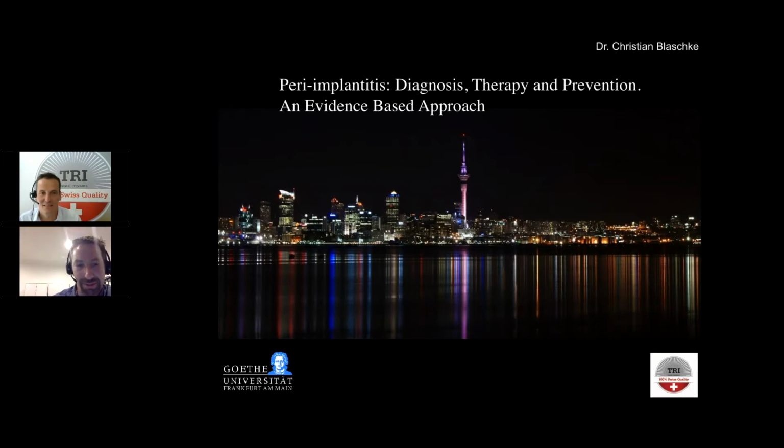Thanks for the lovely introduction. My name is Dr. Blaschke. I'm practicing in New Zealand, in Auckland, as well as in Canberra in Australia. I've got 2 practices, both limited to dental implants. This is the skyline of Auckland with the Sky Tower. My practice is right underneath here. I don't have a photo of my practice in Canberra, unfortunately, but that's where I'm sitting most of the time during the week.